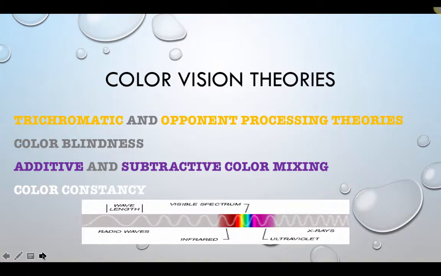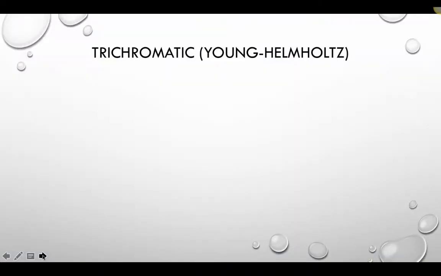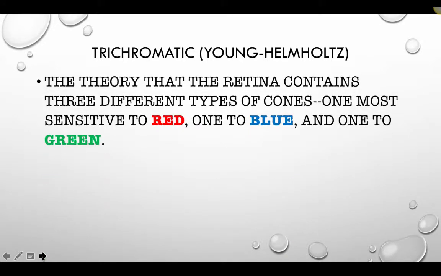So let's get started. We're going to talk about trichromatic theory first, and sometimes you'll see this theory referred to as the Young-Helmholtz theory of color vision. Trichromatic meaning three-color theory. The trichromatic theory attempts to explain color visual processing as really beginning in the retina, in the back of the eye, in the layer of rods and cones. And we're going to be talking about cones today.